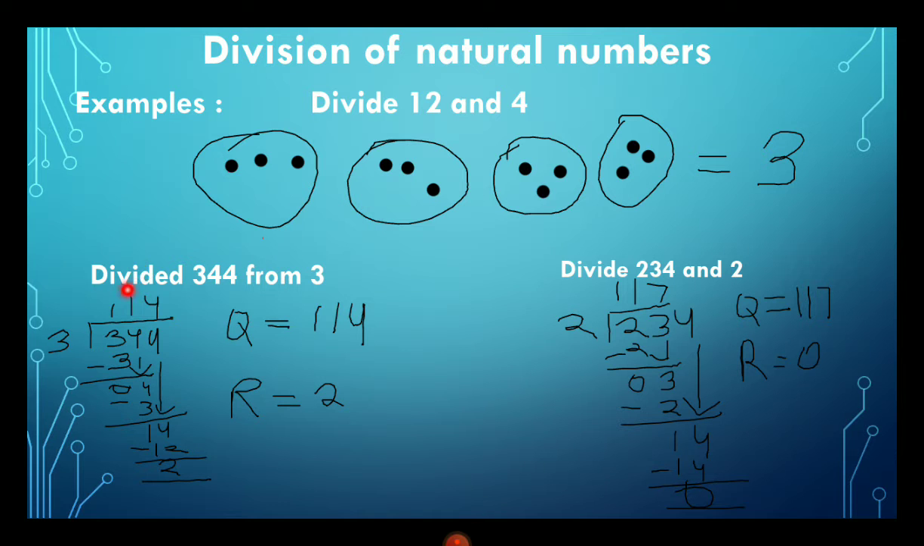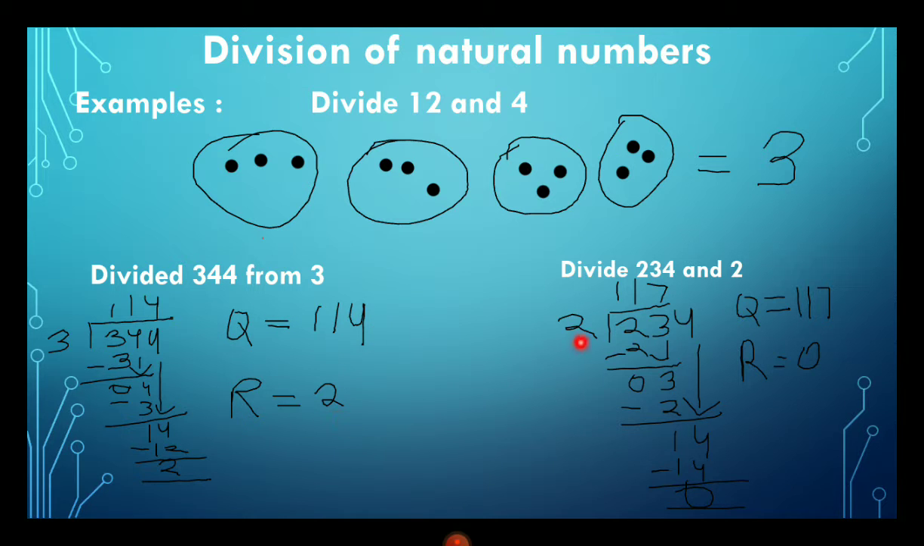Now, sorry, it will be divide. Anyways, divide 344 by 3. Okay. So 344 by 3 gives quotient as 114 and remainder as 2. We cannot do further, so we will leave it like that and write quotient is equal to 114 and remainder is equal to 2.